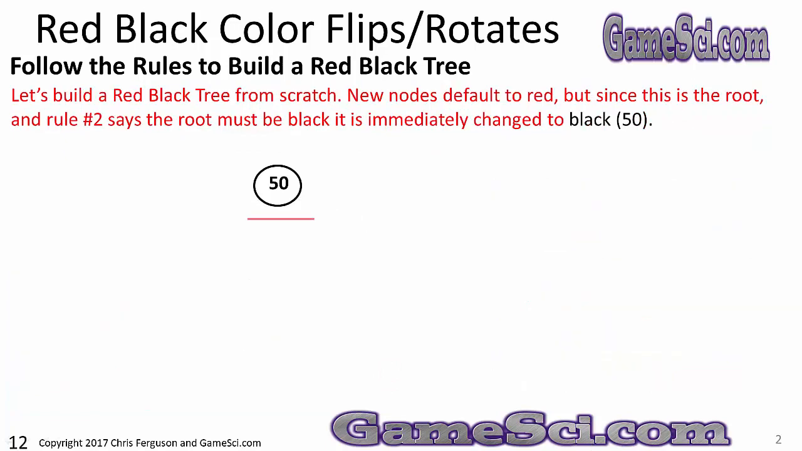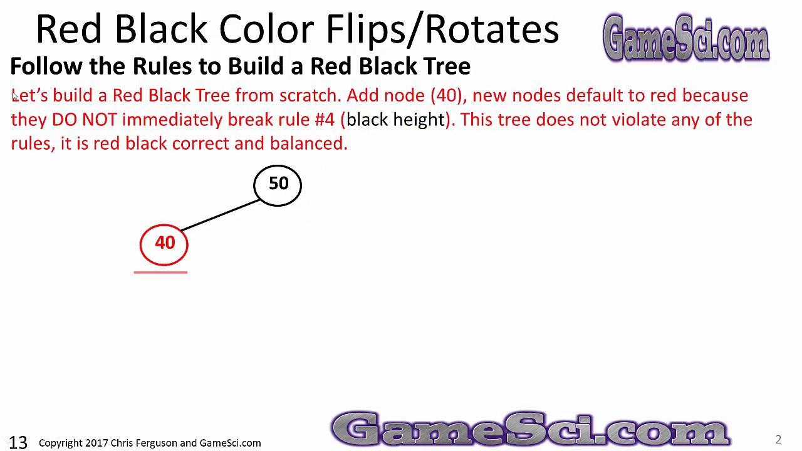Let's build a red-black tree from scratch. Remember, new nodes default to red, but since this is the root and rule number 2 says the root must always be black, it immediately changes it to black. And you see I have a black root of 50. Building the red-black tree from scratch, add node 40. New nodes default to red because they do not immediately break rule number 4, the black height. This tree does not violate any rules. It is red-black correct and balanced. New nodes default to red.